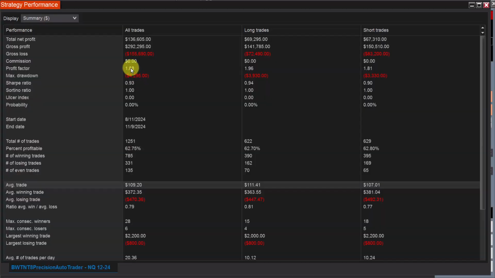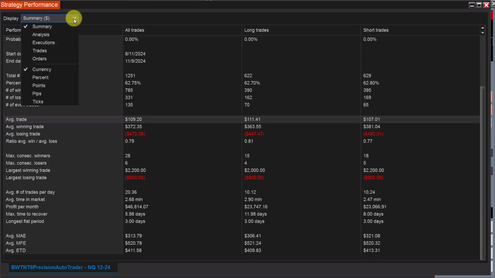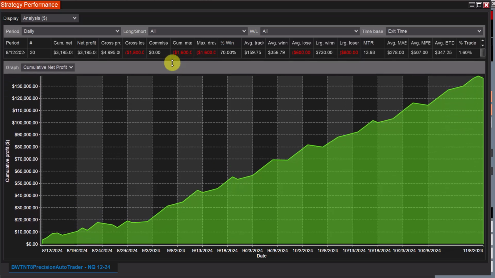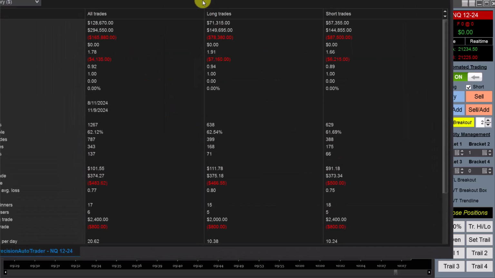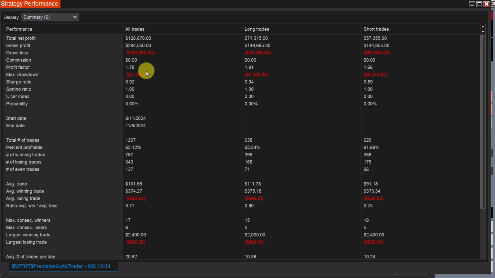So here we go. We have a profit factor of 1.8, almost 63% profitable. Here's your drawdown and the rest of the stats, and then here's our equity graph. And then if we don't have the core levels as targets, then here is your results.